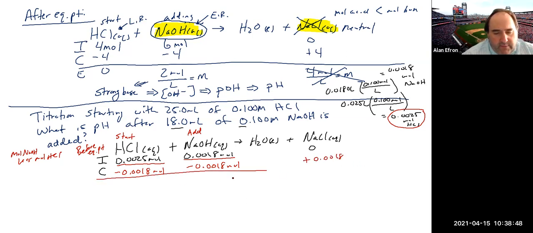That means when we reach equilibrium, we will end up with 0.0025 minus 0.0018, giving us 0.0007 moles. Nothing here. 0.0018 moles at this point. Any questions on the ice table here so far?